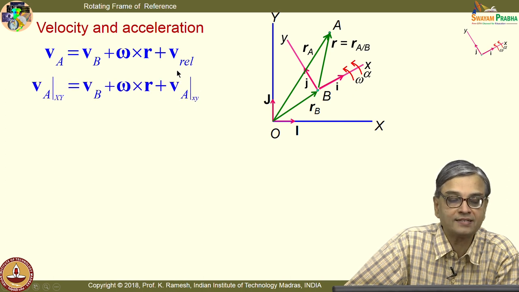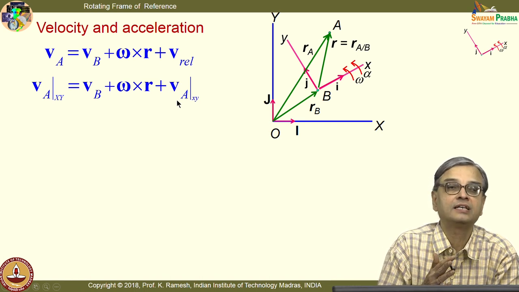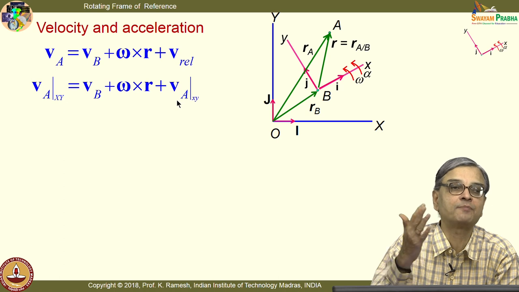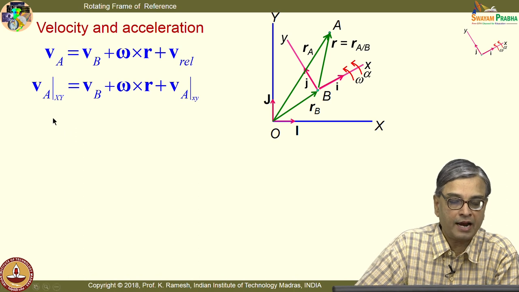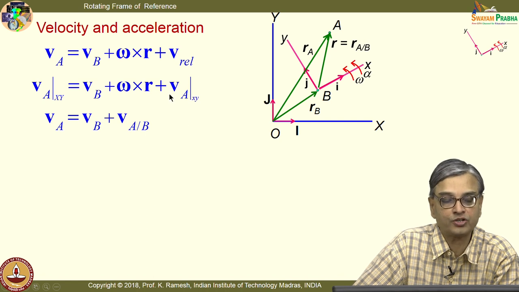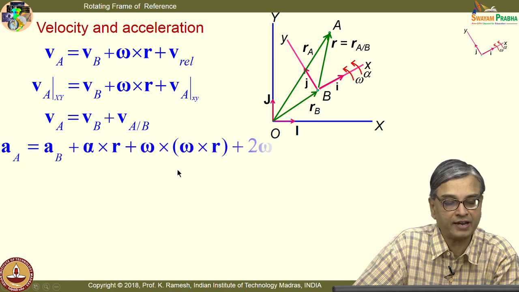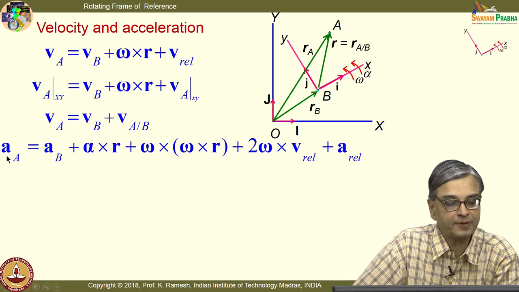You should visualize this as the velocity perceived by an observer sitting on the rotating frame of reference, observing what happens to point A. I can also go back to the basic relative velocity expression, V_A equal to V_B plus V_A/B. So, V_A/B has two terms like what is shown there. We have also looked at how to differentiate when I have a fixed frame of reference and a rotating frame of reference. We have got the expression for the acceleration.